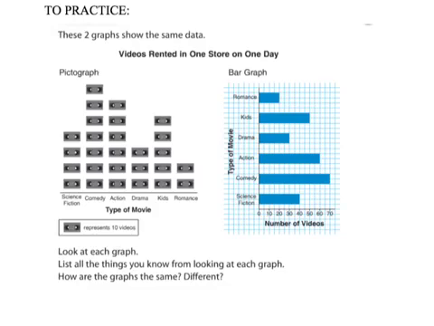All right. Videos rented in one store on one day is our title for both. Here's our pictograph. We have one video cassette, which we don't really use anymore, mostly DVDs now, but one video cassette represents 10 videos. So we have in science fiction 40, comedy 10, 20, 30, 40, 50, 60, 70, action 10, 20, 30, 40, 50, 60, drama 30, kids movies 50, and romance 20.